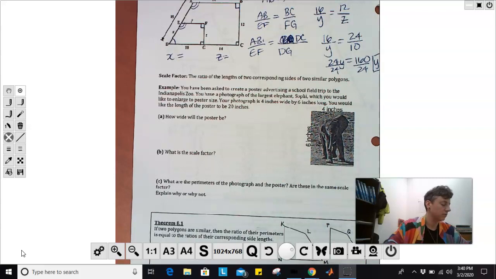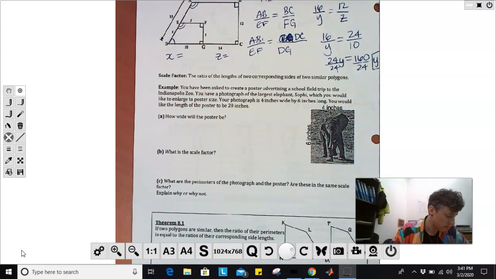So, for example, you've been asked to create a poster advertising a school field trip to the Indianapolis Zoo. How cool! You have a photograph of the largest elephant, Sophie, which you would like to enlarge to poster size. Your photograph is 4 inches by 6 inches long. You would like the length of the poster to be 20 inches. How wide is the poster going to be?